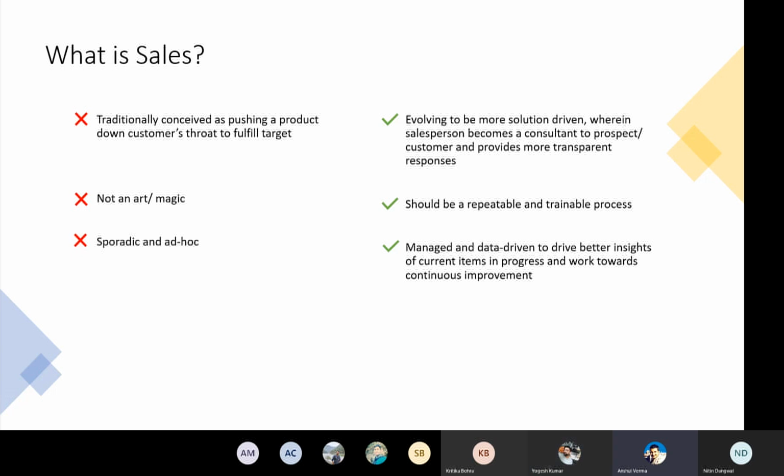The third misconception is that sales is sporadic. It's ad hoc. It comes when it comes, it goes when it goes. We can't really control it. There is definitely some area where you can't control, but there are a lot of areas where you can control the outcome. And this is again where CRMs come into the picture, wherein you can track those key attributes of your sales process, the learnings you have gathered, the best practices, the win factors or the loss factors.